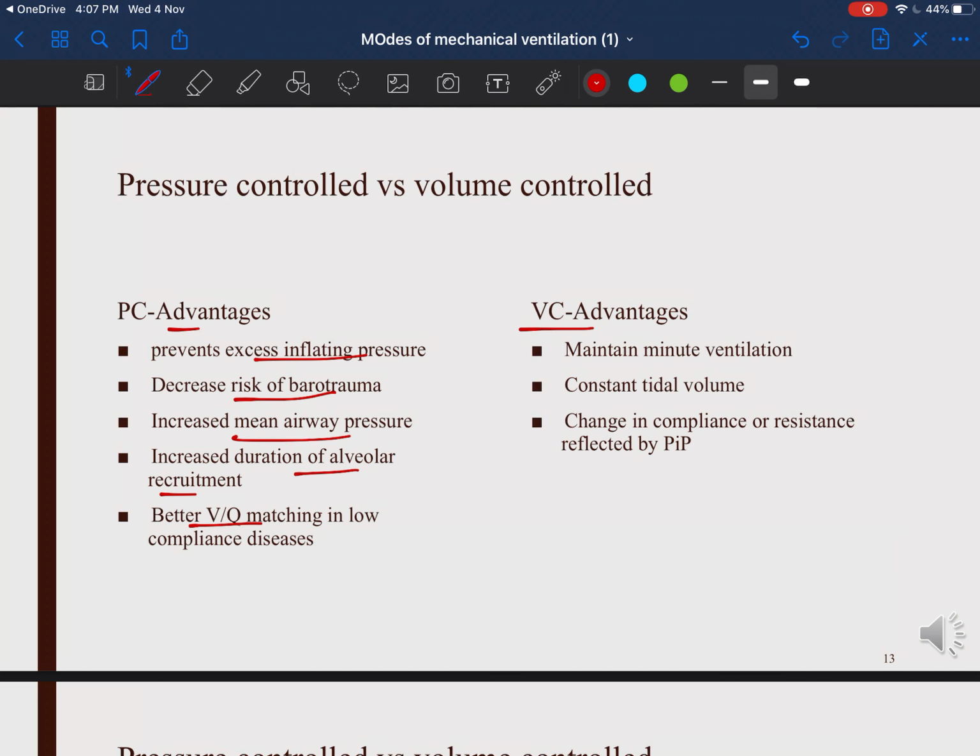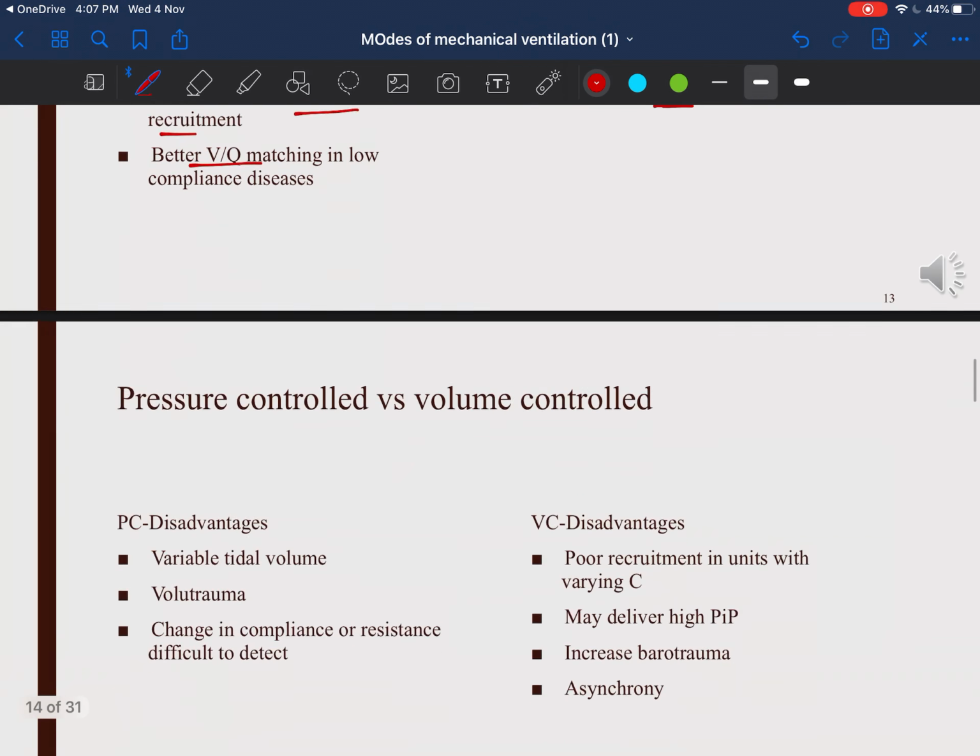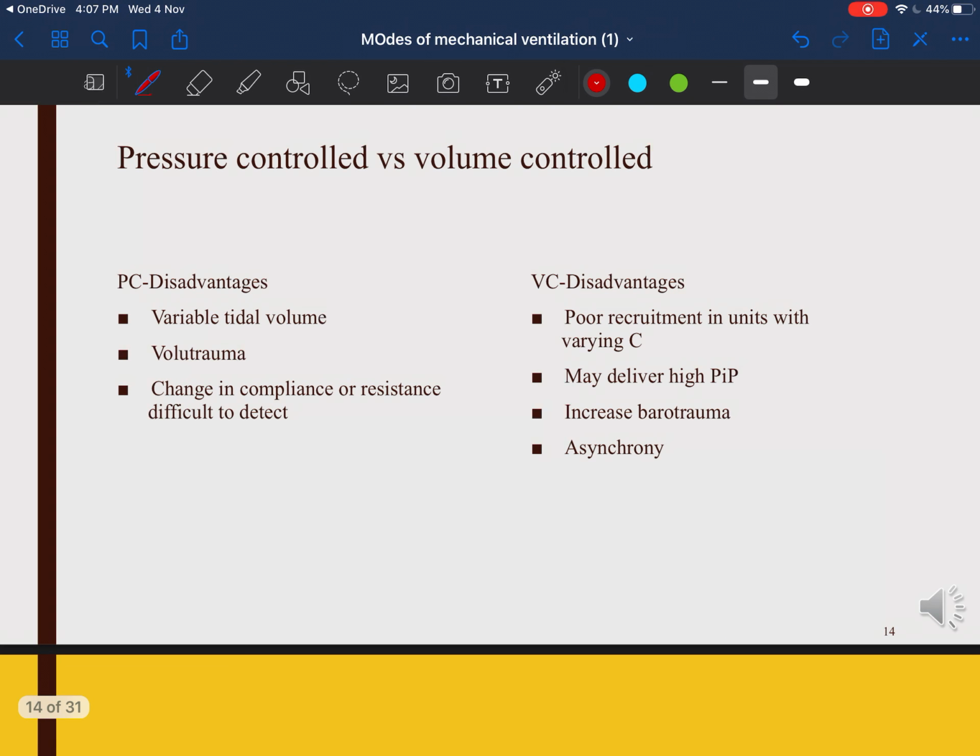Volume control has the advantage of maintaining minute ventilation and tidal volume, and plus during inspiratory hold you will exactly know what is happening to the respiratory mechanics in the patient by changes in your PIP waveforms. Waveforms we will discuss in the next class. Disadvantage is your tidal volume varies based upon compliance and resistance, correct? So there is chance of volutrauma, plus you will not know what is happening inside the patient.